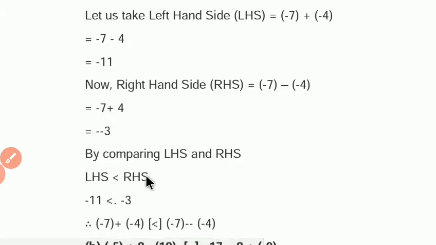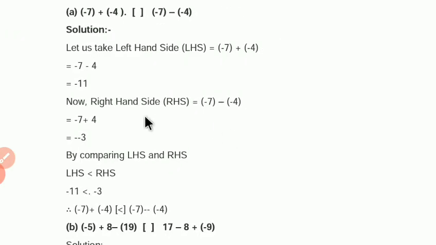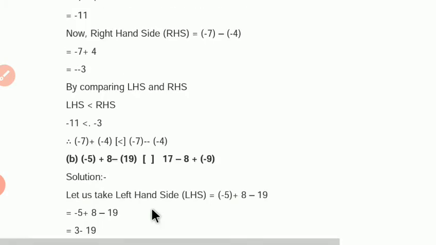Now we have taken the value of left hand side and right hand side. Now we'll compare them. So we got the answer of left hand side as minus 11, and minus 3 is the value of right hand side. Out of minus 11 and minus 3, which is the greater number here? Minus 3. So right hand side is greater than left hand side. So minus 7 plus minus 4 is less than minus 7 minus of minus 4.